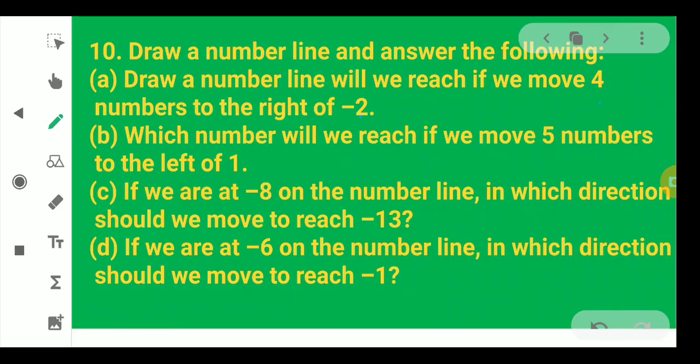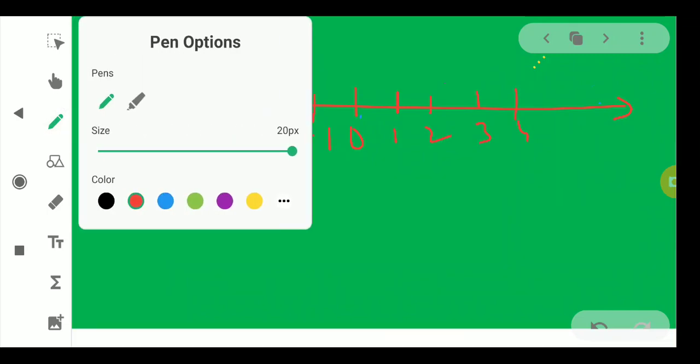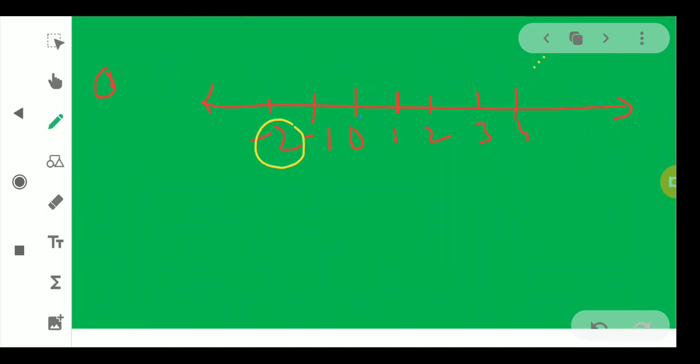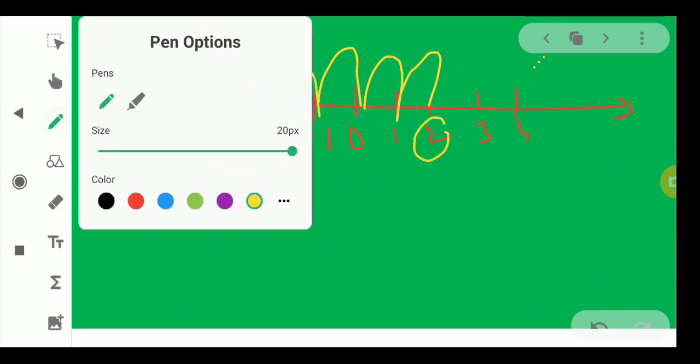Now last question. Draw a number line and find where we will reach if we move 4 numbers to the right of minus 2. So if from minus 2 we are moving 4 numbers right, where will we reach? First of all, let me make the number line. We are going to start from minus 2 and we have to move 4 steps forward. So we have represented the number line. Now this is minus 2. Now we have to move 4 steps right: 1, 2, 3 and 4. So we are reaching the position 2. So this is the first answer.